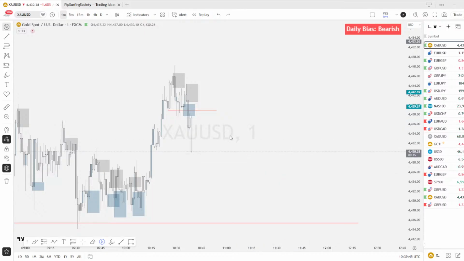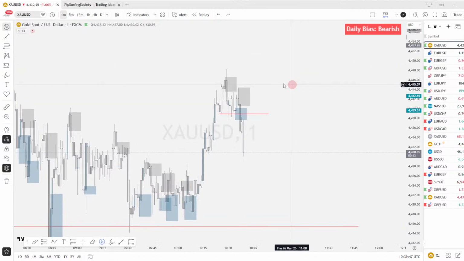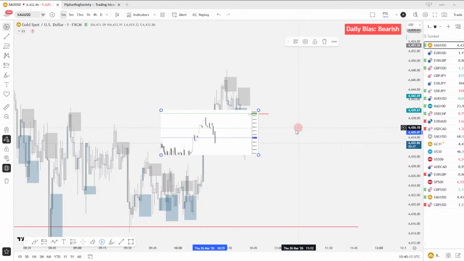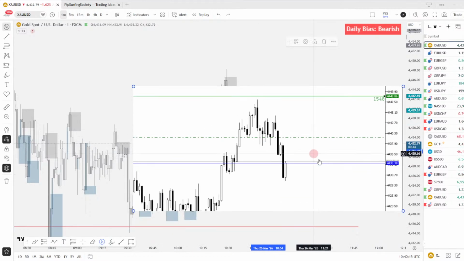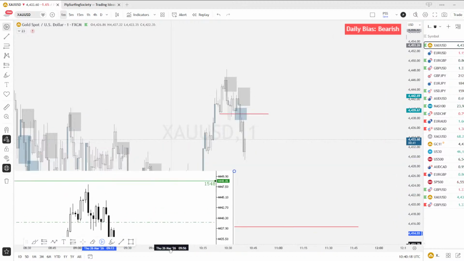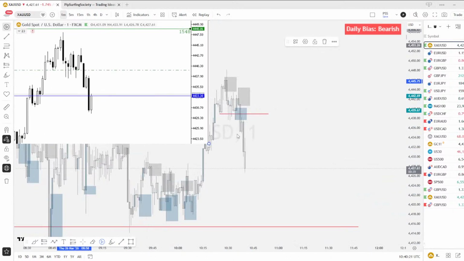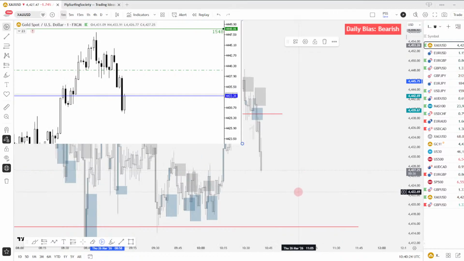God damn, why did it not tap us in? Holy smokes. Look, I'll literally show you my order. My order is sitting there waiting, at the exact point that I'm telling you from. It hasn't tagged me in, and I'm definitely not going to be trading that if it comes back. Holy smokes, that's annoying.